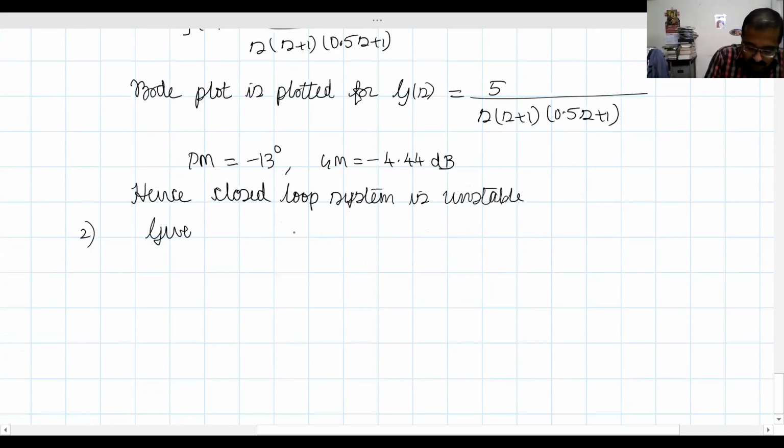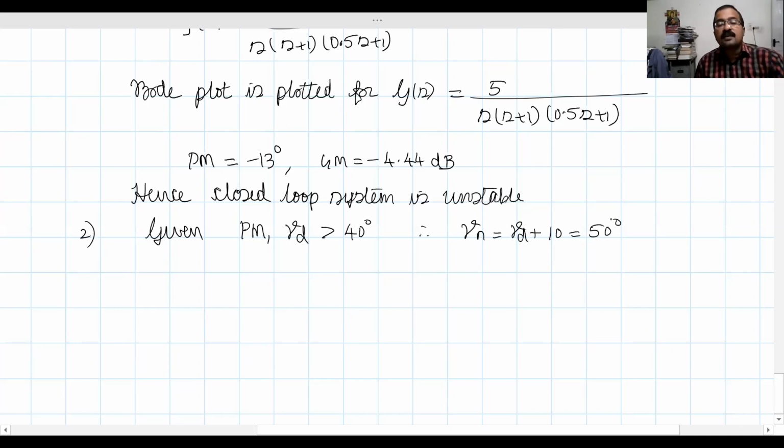Given phase margin gamma D greater than 40 degrees. So what should be gamma N? Gamma N must be gamma D plus 10, or it must be equal to 50 degrees. Right? Now what next? So this must be the phase margin. So we have to find the corresponding new gain crossover frequency. Okay, so that is step 3.